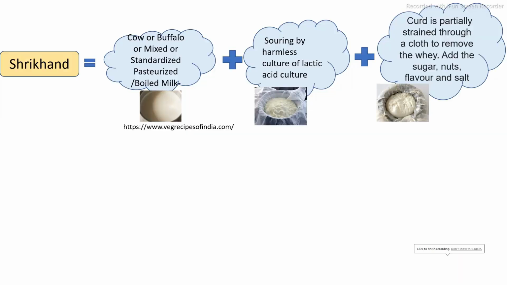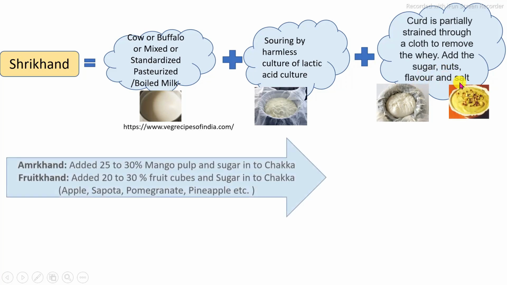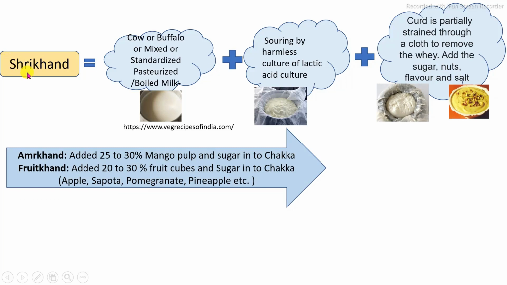Let's start. First, what is meant by Shrikhand? Shrikhand is the product obtained from milk, which is converted into curd, and then the curd is converted into chakka, and then chakka is added with sugar, nuts, flavor and salts, resulting in Shrikhand. What is the basic difference between Shrikhand, Amrkhand, and Fruitkhand?